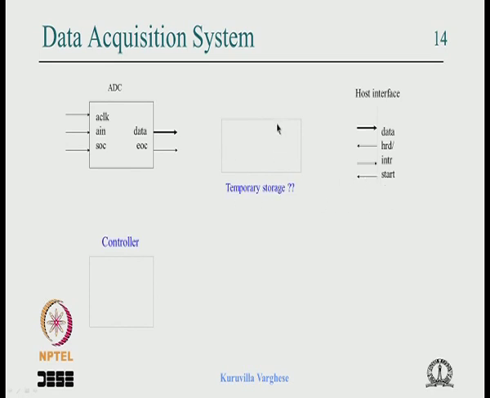So it is very safe to use a 3/4 full signal as an interrupt. So by the time the host comes here, the temporary storage is not yet full and nothing gets lost in the process. So that is a basic kind of block diagram.